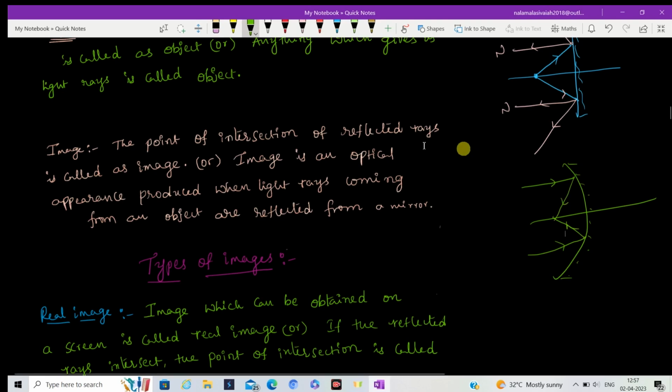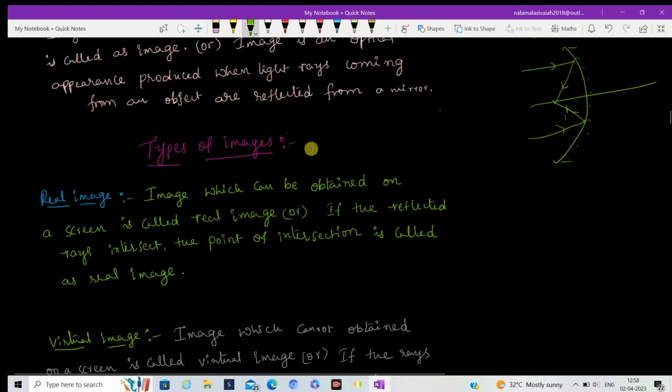So you can see the definition of image. The point of intersection of reflected rays is called as image. So these are the incident rays. After reflection, those are meeting at one point. So an image is an optical appearance produced when light rays coming from an object are reflected from the mirror. So these light rays are coming from infinity. After reflection, those light rays are meeting at one point. So that is called image.